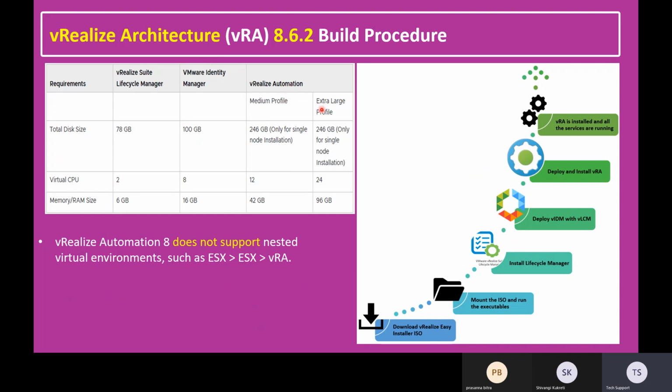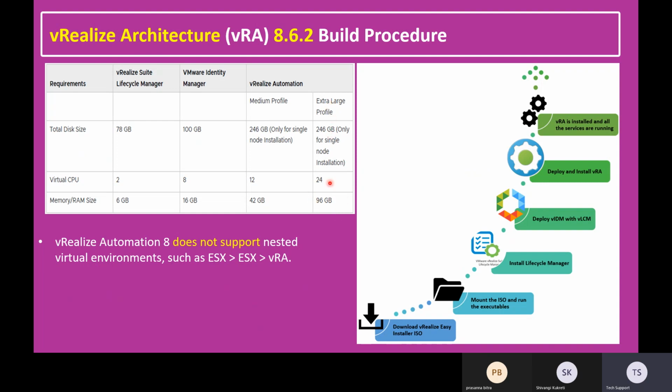For vRA, while deploying, if you notice, we have 2 types of sizes. Either you can choose the t-shirt size medium or the extra large profile. If you choose the medium profile, the minimum is 12 CPUs, 42 GB memory, and a hard disk size of 246 GB. That is only for a single node installation. The extra large profile is also 246 GB, for only one node. But if you choose a cluster deployment, each node consists of 246 GB of hard disk, approximately 250 GB. And vCPUs are 24 and the RAM size is 96 GB.